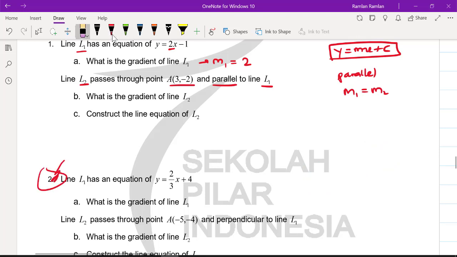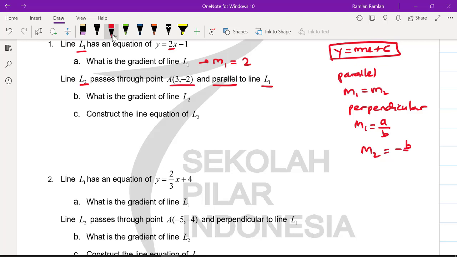If they're perpendicular, perpendicular means that it will form a 90-degree angle. So if m1 is equal to a over b, then m2 will be equal to negative b over a. So it's just what we call the negative reciprocal. So for example, if this is 2 over 3, this becomes negative 3 over 2. That's it. Okay, now let's do number 1 here.